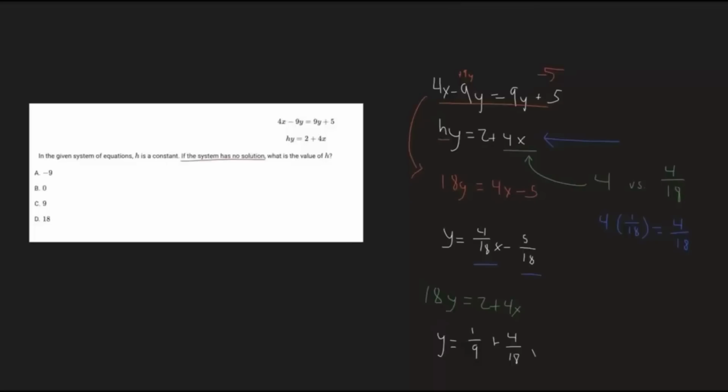4/18 x. And so now we have our two equations, right? We have this equation and this equation. We can clearly see that they have the same slope of 4/18, right? But they have different y-intercepts as we wanted before. So this one has a y-intercept of negative 5/18. This one has a positive y-intercept of 1/9. This is messy. But because of that, we know the constant h is going to be the letter D, 18.